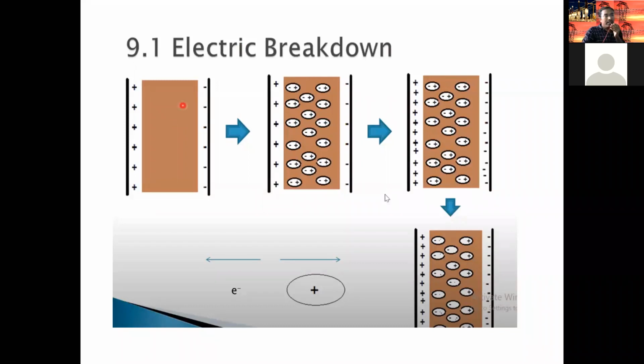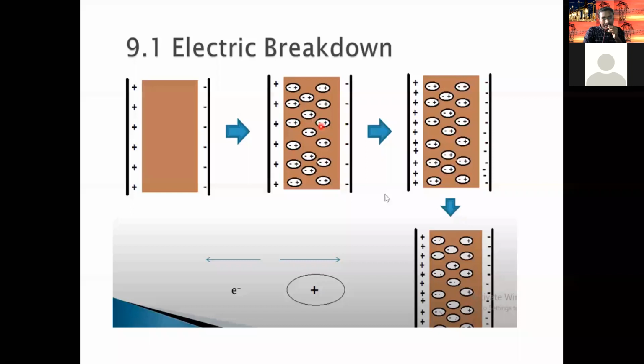Here the solid type dielectric material is subjected to high voltages. This positive plate is called the anode and this is the cathode, and in between we place one solid type dielectric material. Inside the solid type dielectric material there are ions. Once the solid type dielectric material is subjected to high voltage, the ions get polarized.